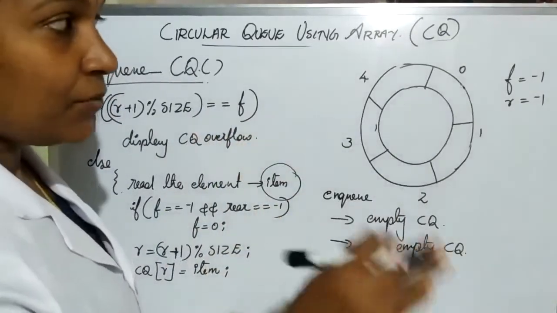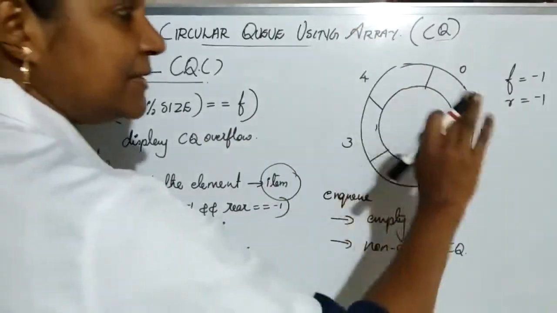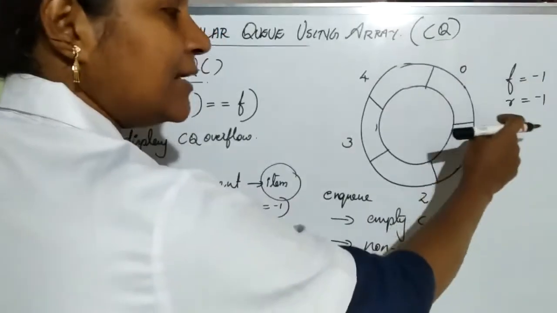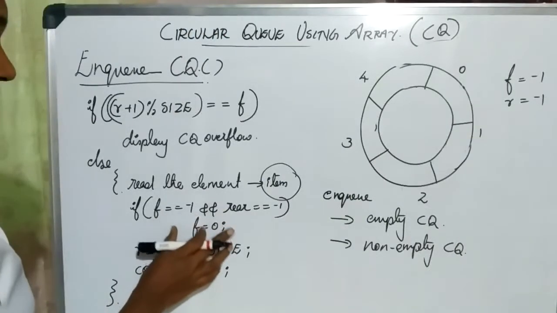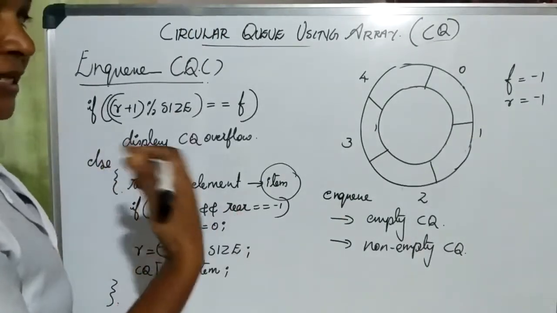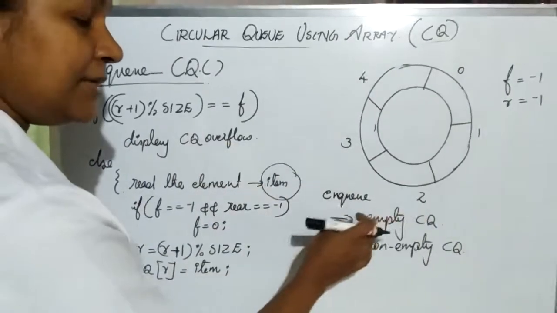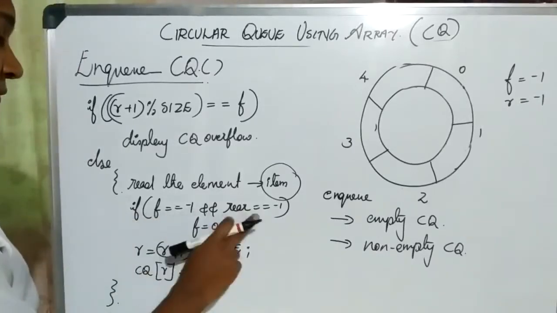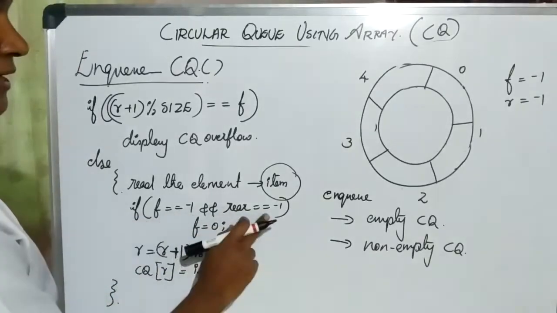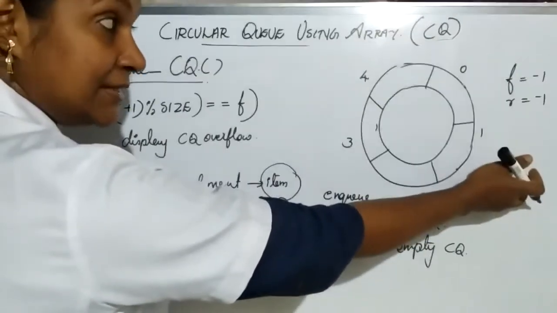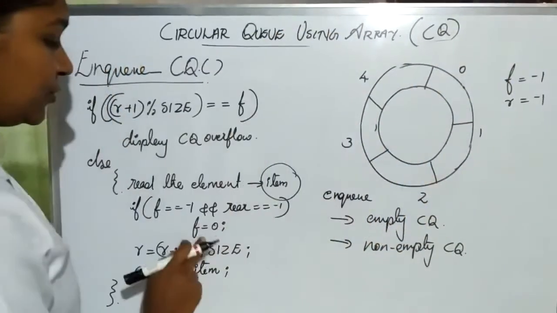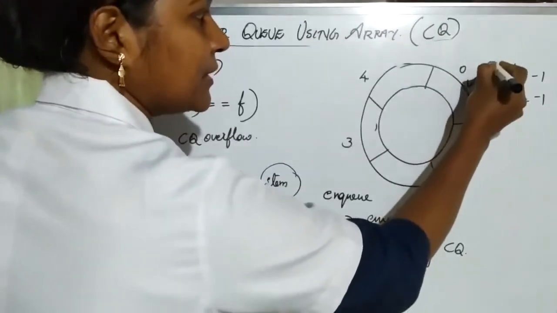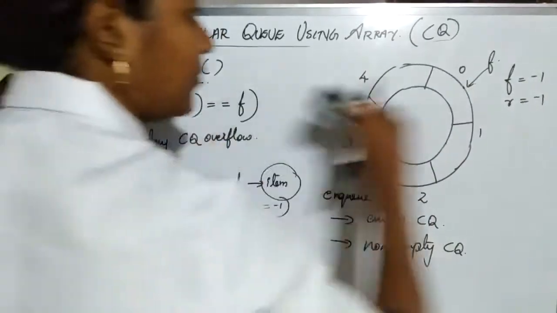If the CQ is empty, what we need to do? We need to explicitly assign value 0 to F. We are not writing the part of R in this if statement because the increment of R is common for the empty CQ or non-empty CQ. So we can write it as common code. First we check if F is equal to -1 and R is equal to -1, whether the CQ is empty or not. If it is empty, F is equal to 0. You make the pointer F point to 0.